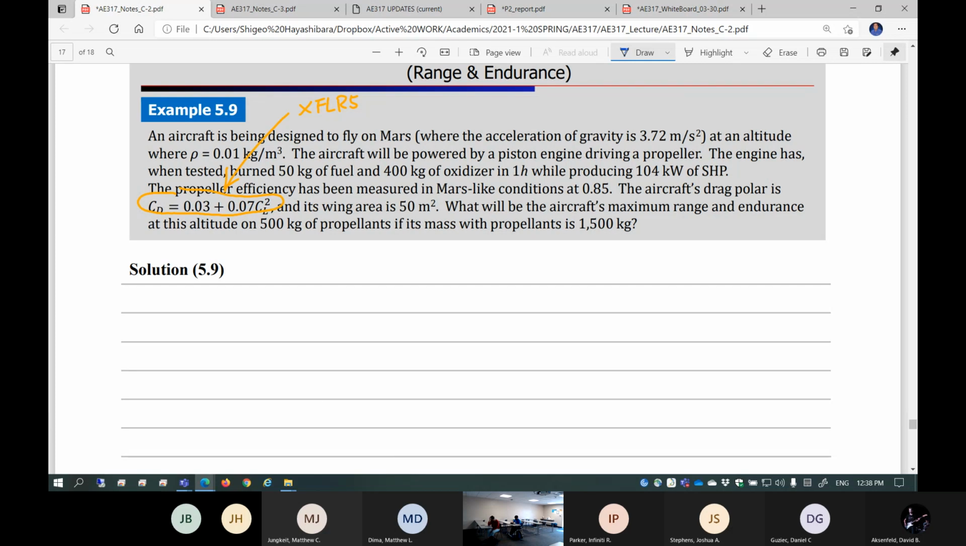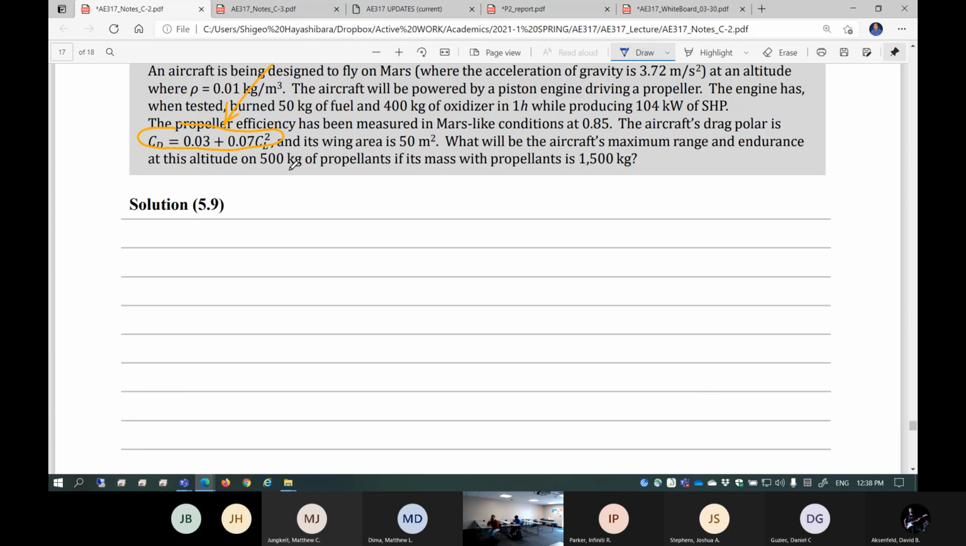So what is the first step? Well, the first step is I want to find out Bsfc. Let's determine Bsfc, brake specific fuel consumption. Remember the equation: Bsfc, lowercase c, is equal to fuel weight flow, W dot F, divided by shaft horsepower.